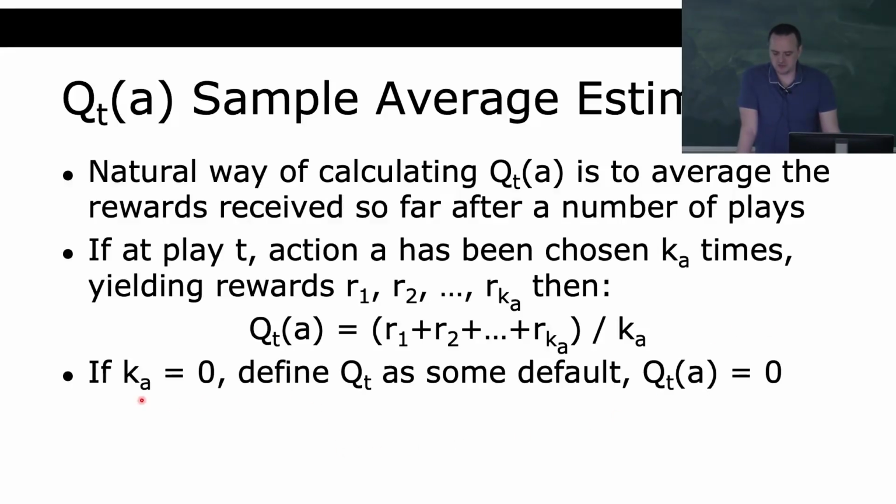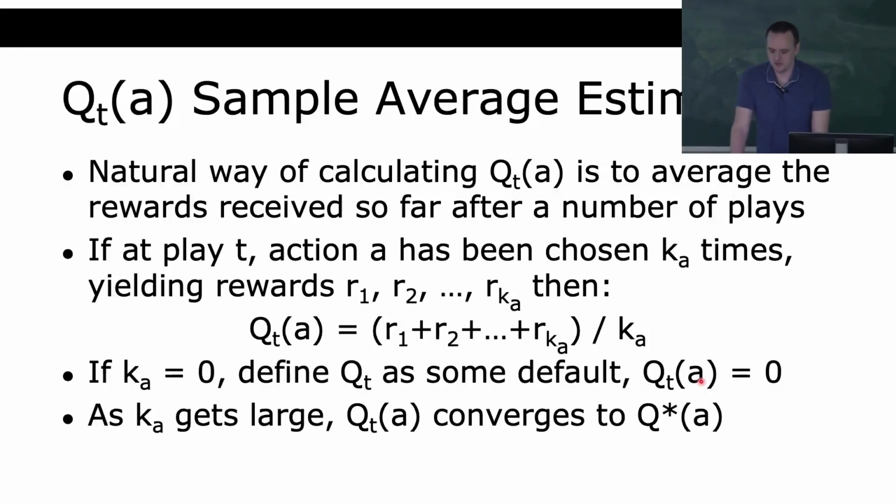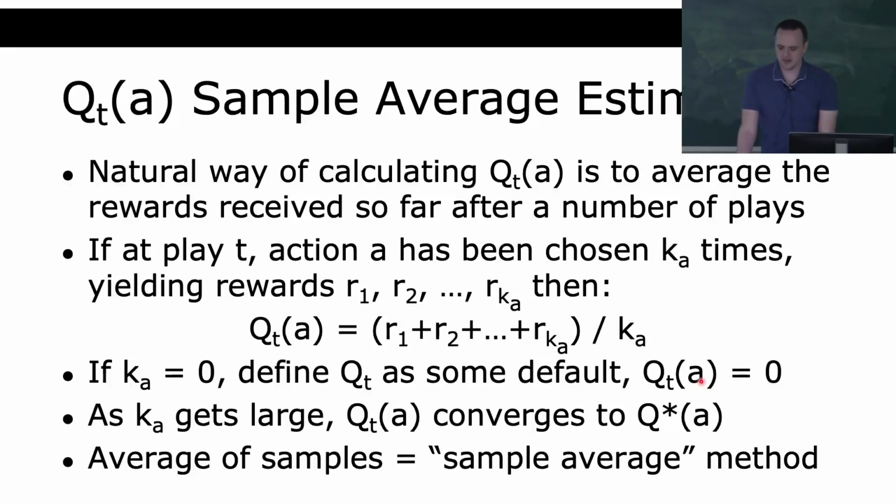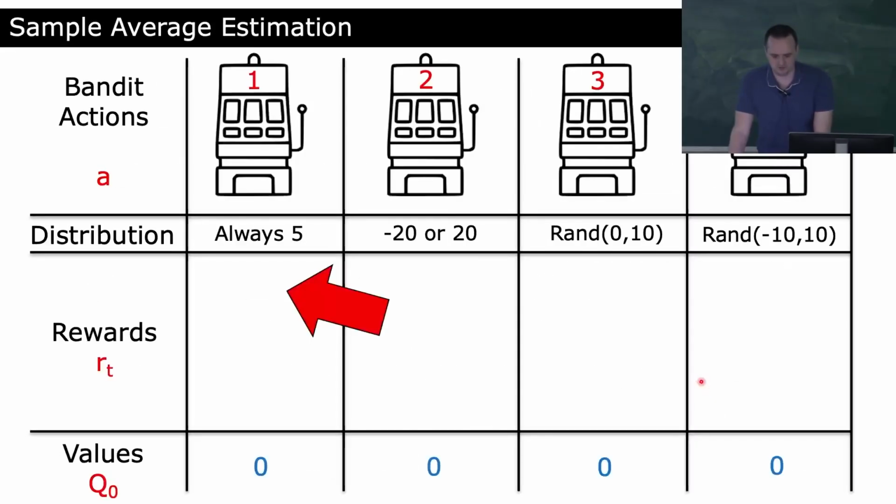So if K_a is 0, then we do have to pick something. We can't just divide by 0, right? And so we're going to define it as some default, and for now, let's just take that as 0. So as K_a gets very large, Q_t(a) is going to converge to the actual average. And that just means, like in plain old English, as we try everything more and more times, our average estimate is becoming more accurate. That's it. And so the average of the samples is the sample average method. Very, very cleverly named.